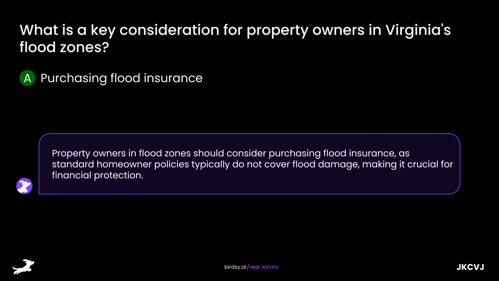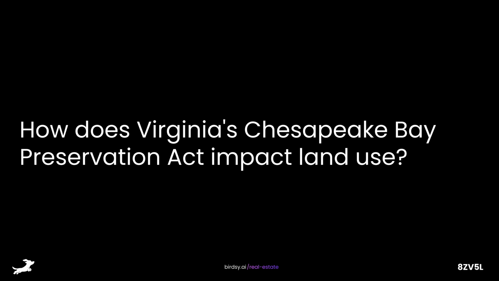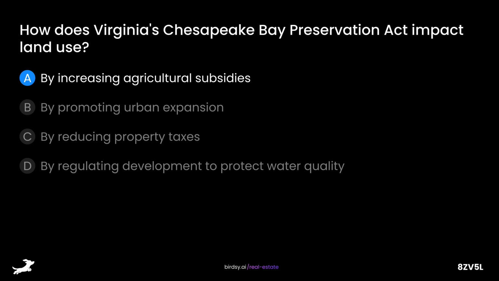Property owners in flood zones should consider purchasing flood insurance, as standard homeowner policies typically do not cover flood damage, making it crucial for financial protection. How does Virginia's Chesapeake Bay Preservation Act impact land use? Is it A, by increasing agricultural subsidies, B, by promoting urban expansion, C, by reducing property taxes, or D, by regulating development to protect water quality? The answer is D, by regulating development to protect water quality.